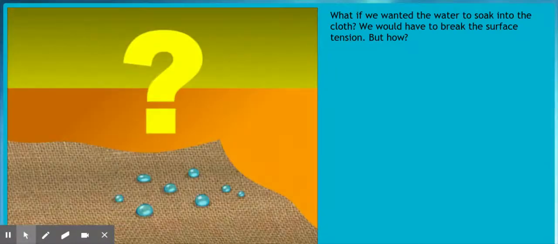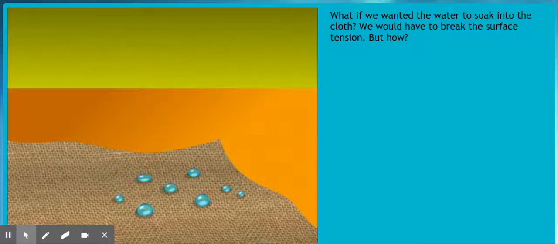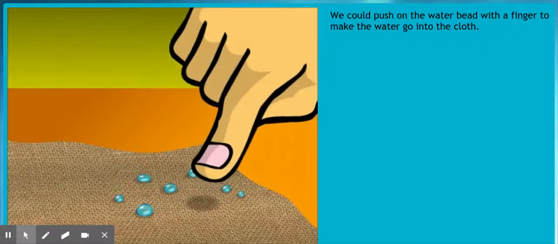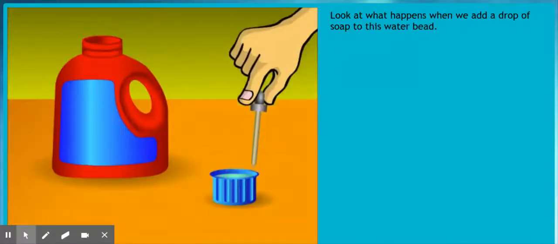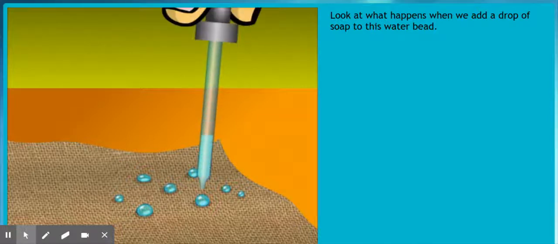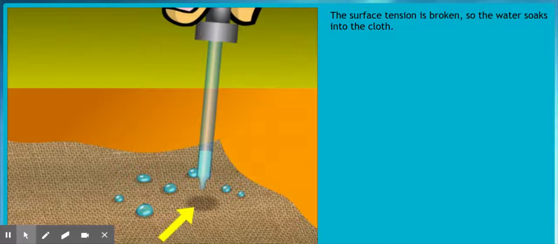What if we wanted the water to soak into the cloth? We would have to break the surface tension. But how? We could push on the water bead with a finger to make the water go into the cloth. Another way to break the surface tension is with soap. Look at what happens when we add a drop of soap to this water bead. The surface tension is broken, so the water soaks into the cloth.